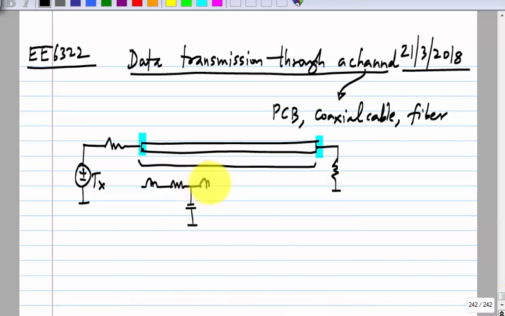Okay. In general, it will be a distributed system because you are looking at communicating over a long distance. Long is not long in an absolute sense, but electrically long. So that long can be a few centimeters to many tens of meters and so on, or even longer.